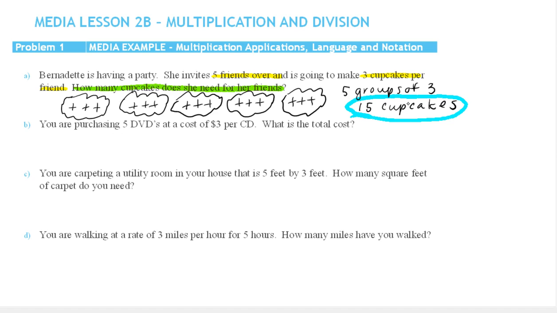Now you may have seen that this is a multiplication problem, and you may remember that from prior knowledge in other courses. But for now, we're just going to try to develop these ideas of what multiplication is and how we can see it in context.